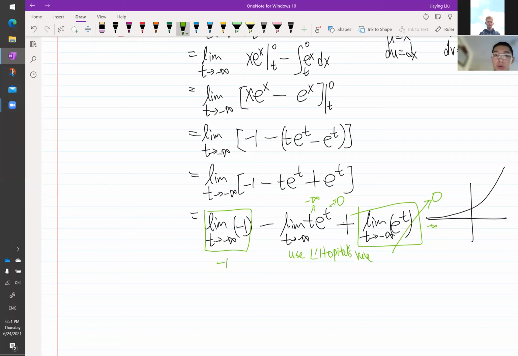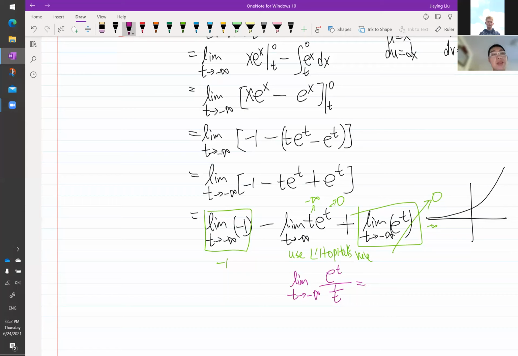So what I'm going to do is rewrite this. I'm just going to focus on the limit part. Let me use a different color. So the limit as t goes to negative infinity, I'm going to rewrite it as a 0 over 0 case. So that's e to the t over 1 over t, right? e to the t divided by 1 over t. That's e to the t times t. That's the same thing we began with.